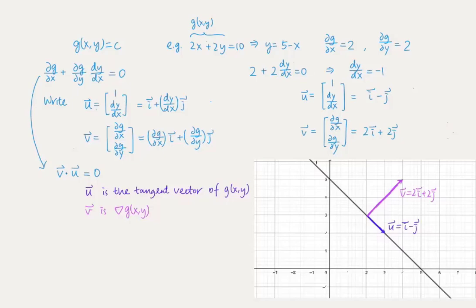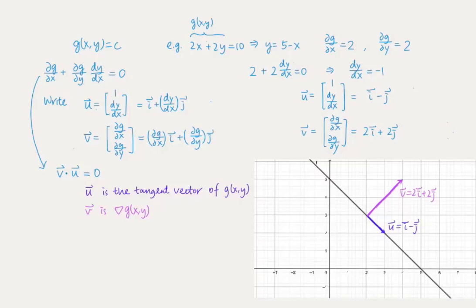For a given constraint equation g(x,y) = c, the value of y depends on x under this constraint. For example, if we have 2x plus 2y equals 10, that means y equals 5 minus x. That means y depends on x in this way. In general, we can regard g(x,y) = c as an implicit function. Differentiate both sides of g(x,y) = c with respect to x.